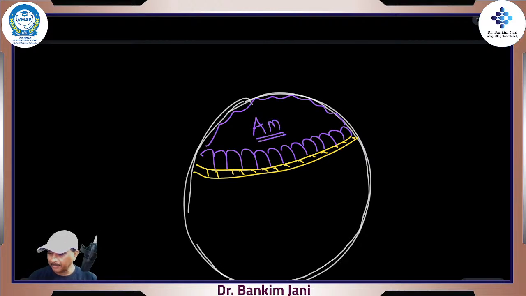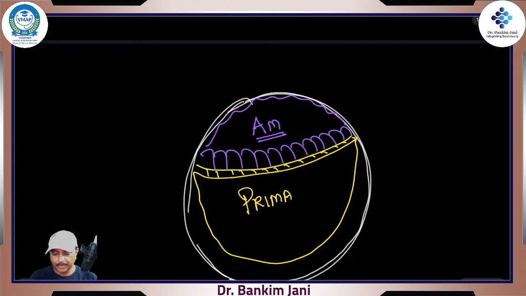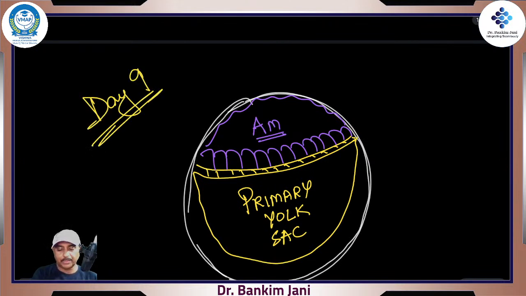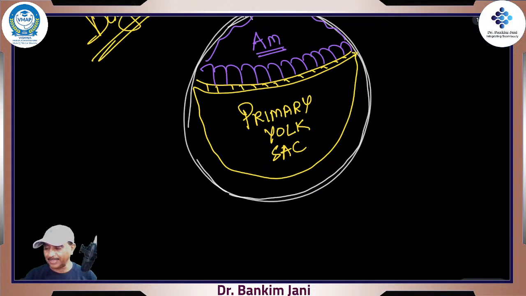There would be development of the primary yolk sac over here. The primary yolk sac will keep on enlarging. So this is day 9. What we are trying to understand is how it reaches the level of the trilaminar disc, and then the game starts for the notochord, various types of mesoderms and how they take part in it.